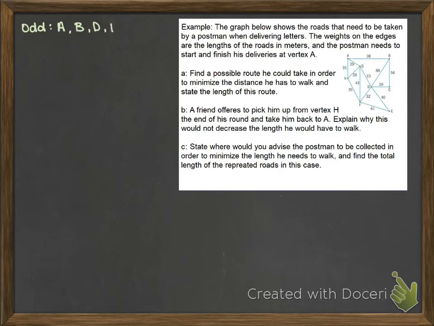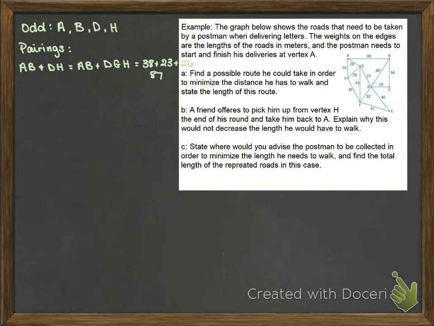So this one is a larger graph. We have a lot more to analyze. We have 4 vertices with odd edges. So we have A, B, D, and H. So we need to pair them. And we have A and B and D and H. So what are the pairings of least weight? Well, from A to B, that least weight is going to be just A to B, 38.